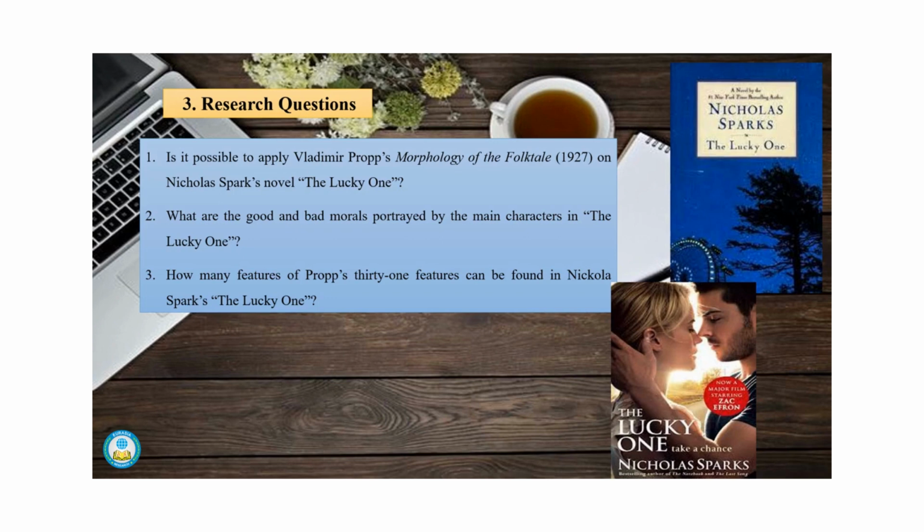So the first question is whether it's possible or not. The second question is what are the good and bad morals portrayed by the main characters in The Lucky One? Third question, how many of Propp's 31 features can be found in Nicholas Sparks' The Lucky One? I mentioned that there are 31 features in fairy tales and folk tales. So in this modern fiction, can we find all 31? Or only 2, or 0, or 3, or 5? This is the main research question.